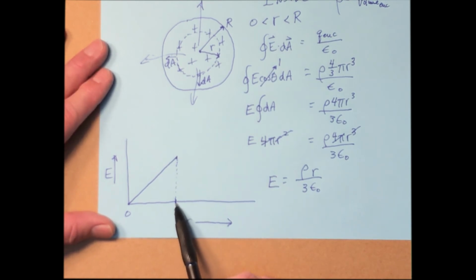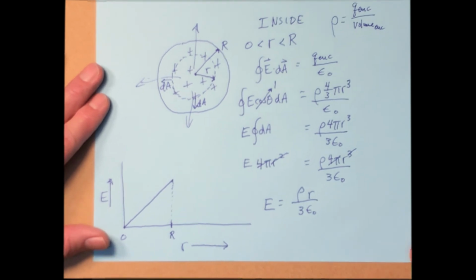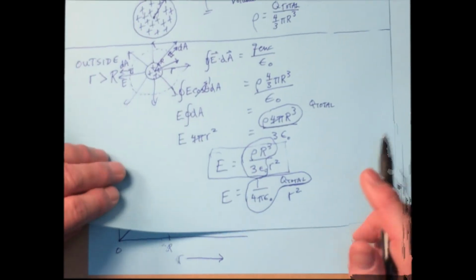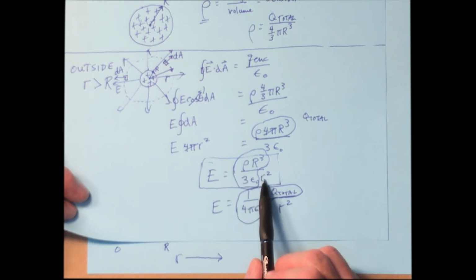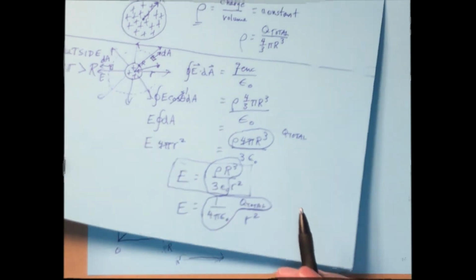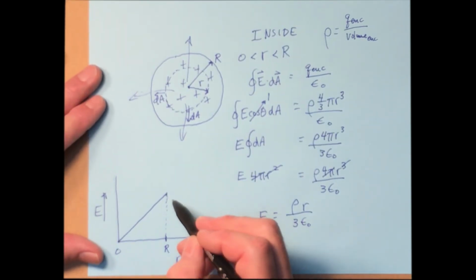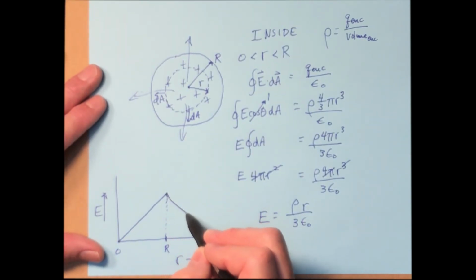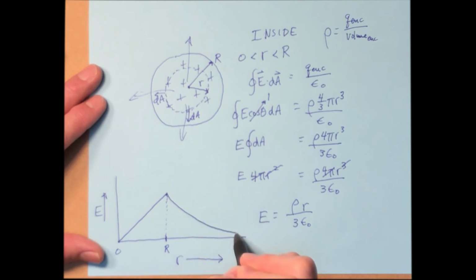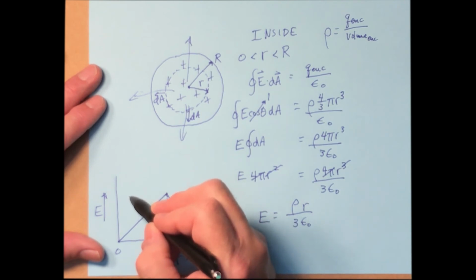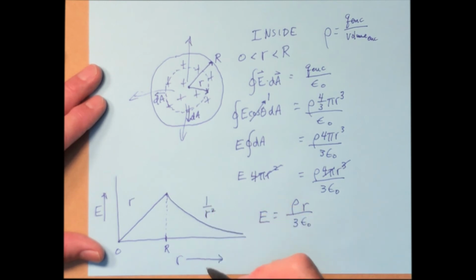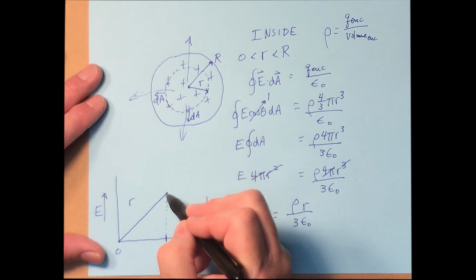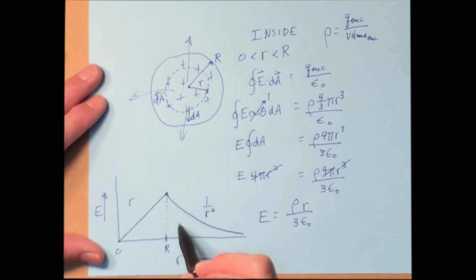And it's at that point that we cross over into the outside, and at that point, this becomes the relationship that the electric field is related to 1 over r squared. Everything else is a constant there. So that falls off as 1 over r squared. That looks something like that. It goes to 0 in the limit then. So this side is proportional to r. This side is proportional to 1 over r squared. And at that point right there, they both have to be the same.